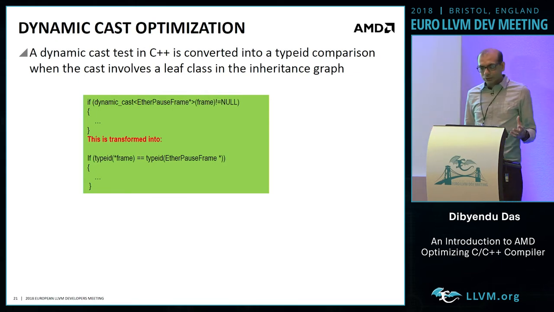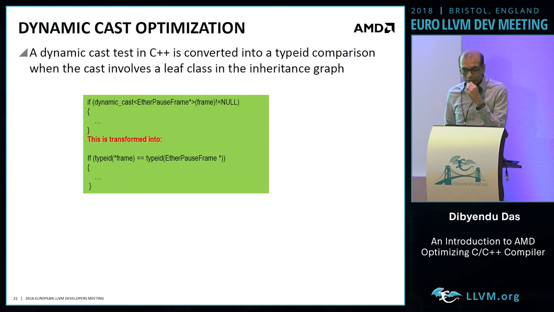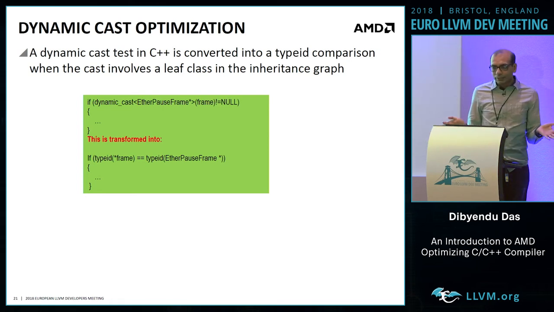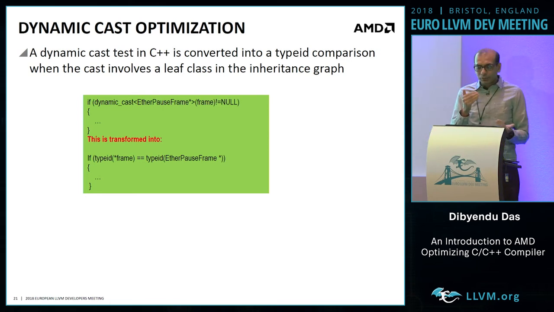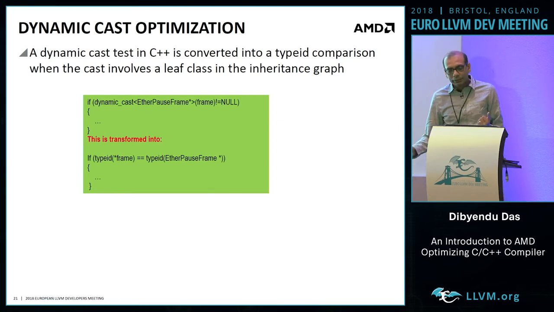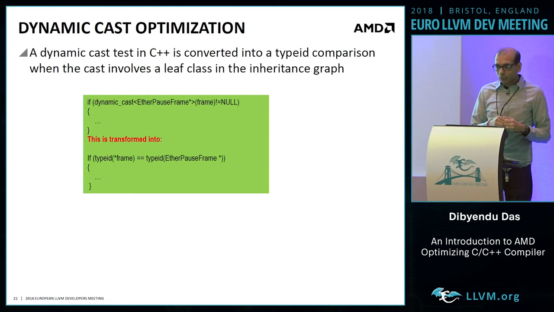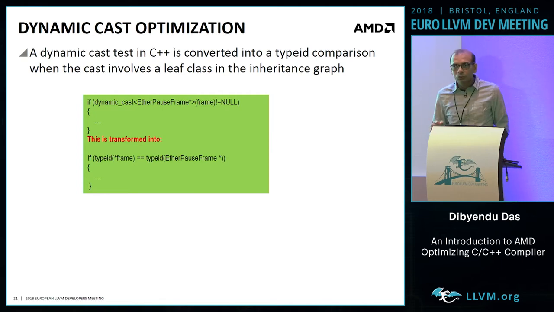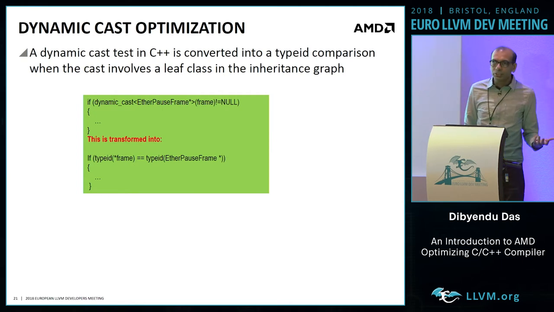What we did in this is a pretty simple idea. If you have your class hierarchy graph, once again on the FLTO, you see your entire class hierarchy, and then there are dynamic cast tests being done on the leaf classes, right? Then you really don't need to do a dynamic cast. You can just replace it by a type ID check.